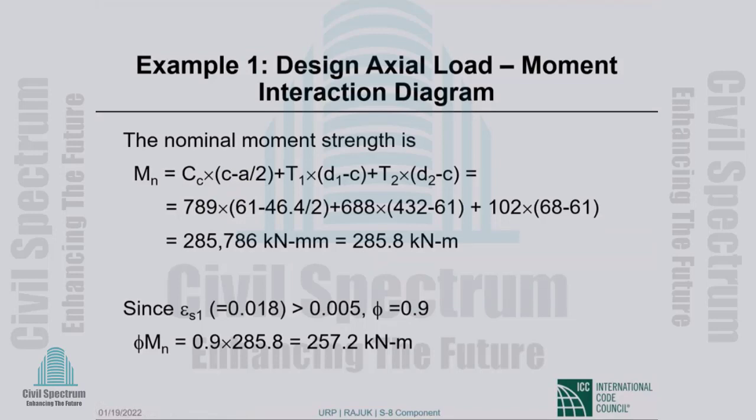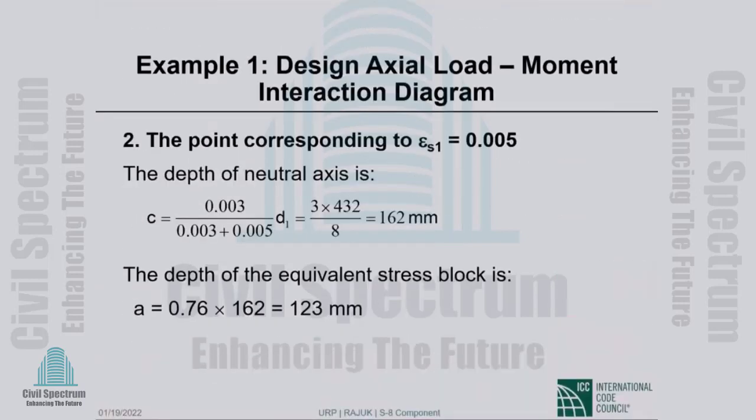Okay, nominal moment strength. Epsilon sub S1, extreme tension fiber strain, is 0.018 calculated value. That being larger than 0.005, we have a phi of 0.9. It's a tension control section, phi of 0.9. So the phi times M sub N, which is what we are after, is 257.2 kilonewton meters. Okay, no axial force to go with it. So that is part 1 of what we had to do.